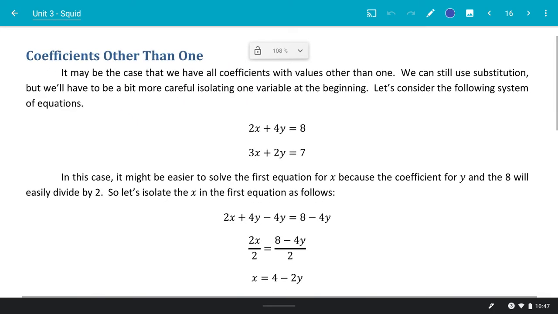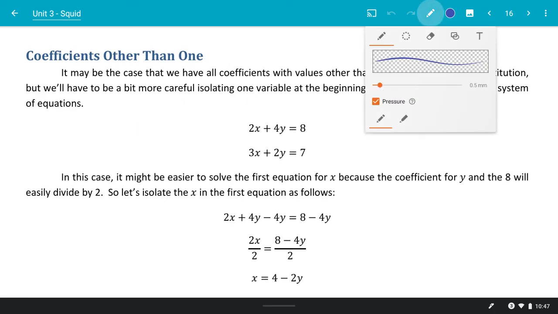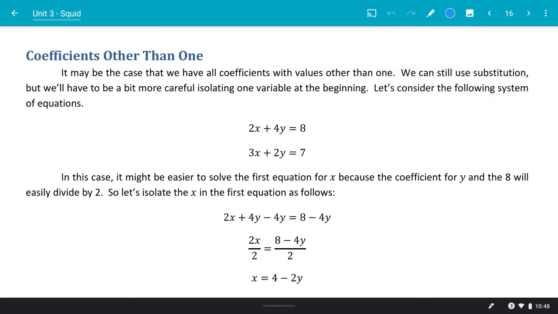So what happens if you have a coefficient other than 1? Well, it may be the case that we have all coefficients with values other than 1. We can still use substitution, but we'll have to be a bit more careful at isolating one of the variables at the beginning. So let's consider the following equations.